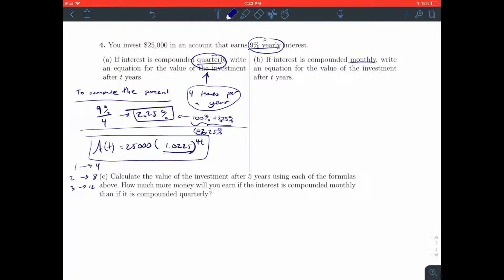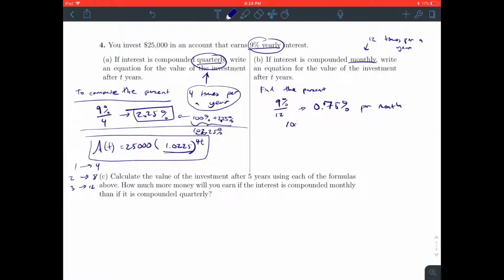If the expression is compounded monthly, then things are going to look very similar. So we end up with needing to get the monthly percent. So find the percent. Monthly would mean 12 times per year. So then you get 12%, no, not 12%, excuse me. It's 9% for the whole year, divided into 12 chunks. That is 0.75% per month.